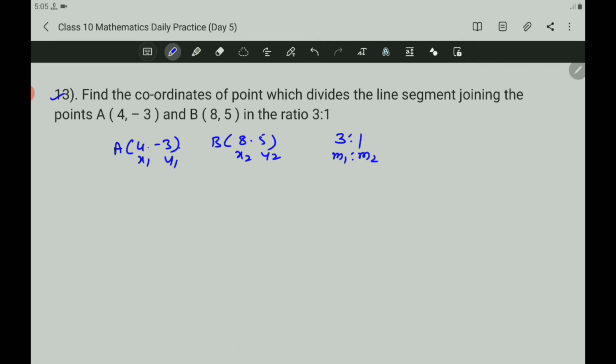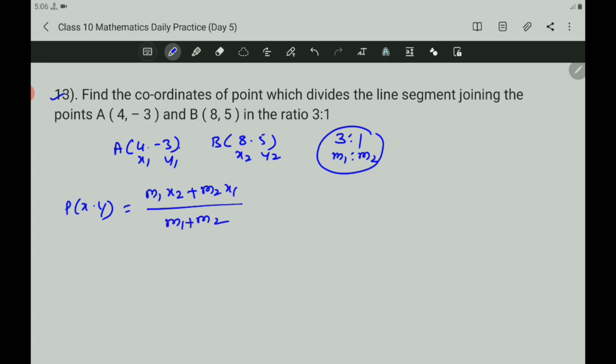Now you write the formula. So consider the point is P. The point P divides the line AB in the ratio 3:1. Then P of (x, y) you take. P of (x, y) is equals to, what is that formula? (m1 x2 plus m2 x1) divided by (m1 plus m2), and (m1 y2 plus m2 y1) divided by (m1 plus m2).